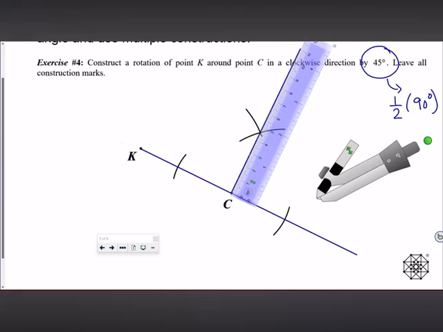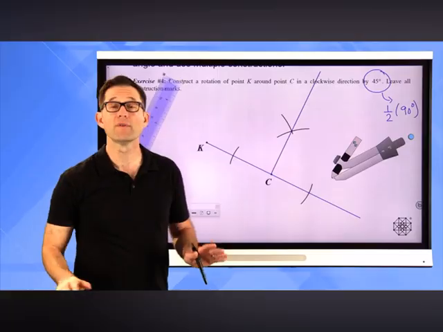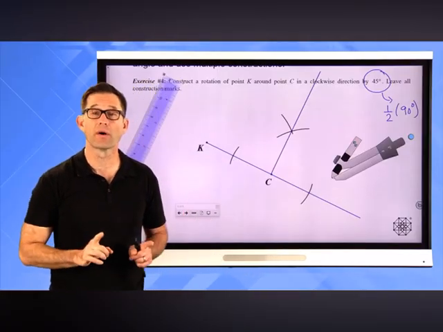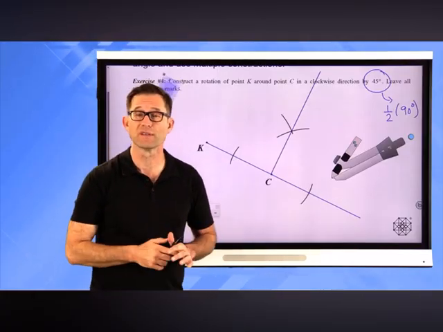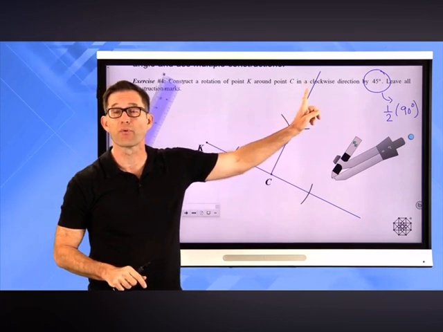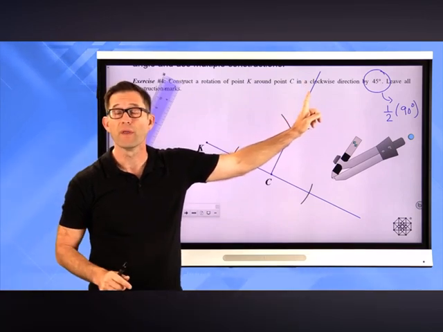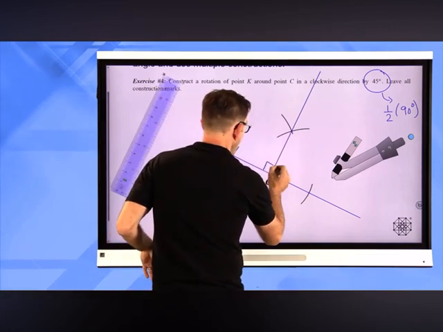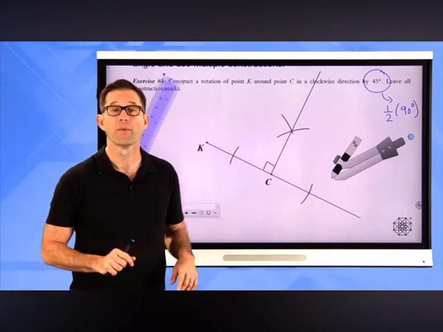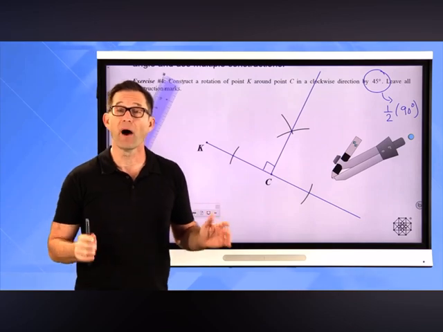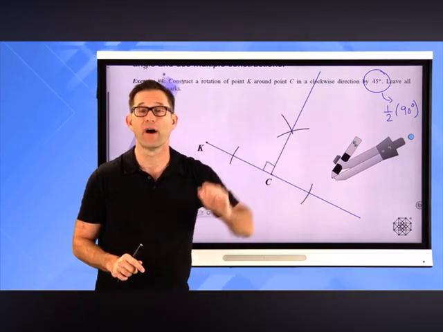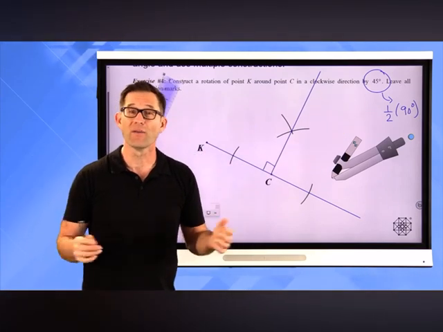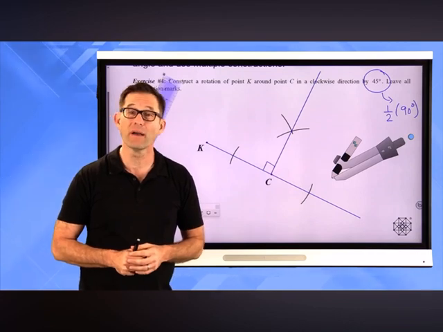Now, I don't need to do the second part of the constructions that we just did. I'm not looking for K prime to be on this, not at all. In fact, the only reason I wanted that 90-degree angle was so that I could then go ahead and bisect it to get my 45-degree angle. So now let's review how you do an angle bisector construction.